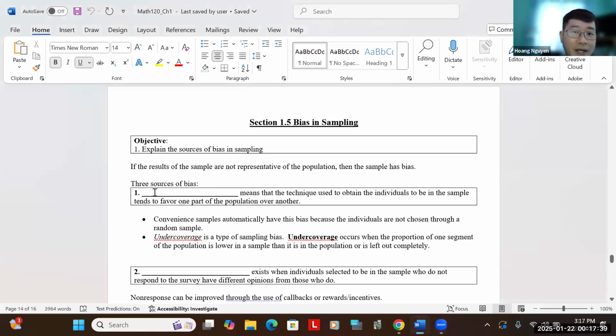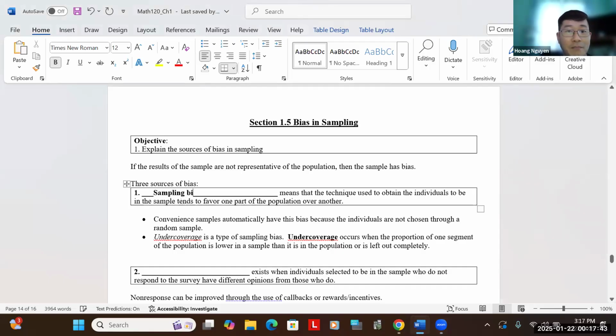The first source of bias is sampling bias. What does sampling bias mean? Sampling bias means that the technique used to obtain the individuals to be in the sample tends to favor one part of the population over another. Which means that the technique or method that we use to select the individuals to be included in the sample has some kind of bias.